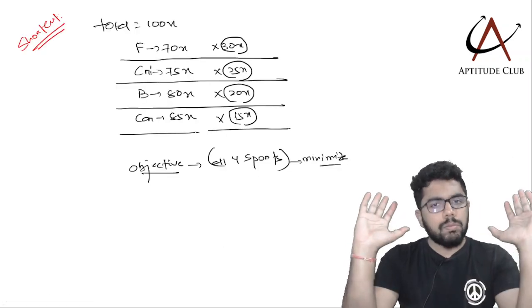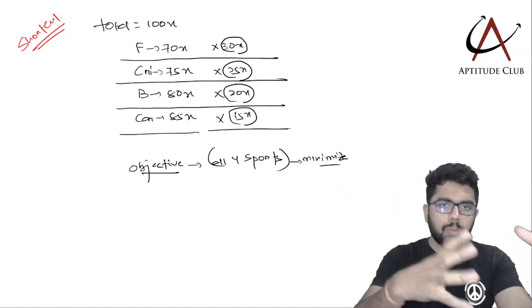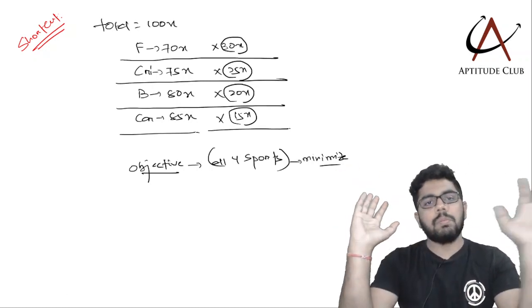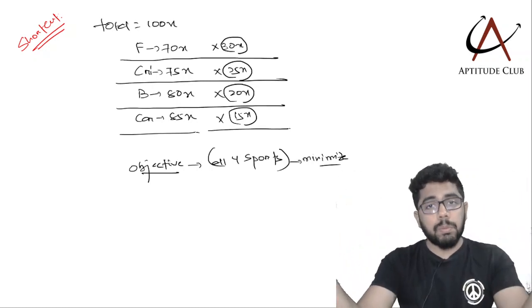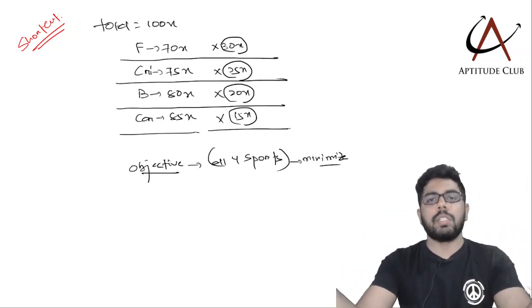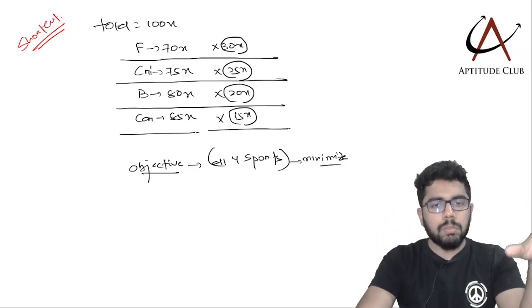I straight away start subtracting 30x for football. If they are not playing, straight away subtract them from the total population, because they can never be the people who play all four sports. So just exclude them. Similarly, exclude people who do not play cricket. So you arrive at the minimum.